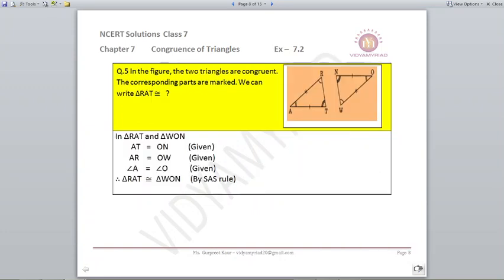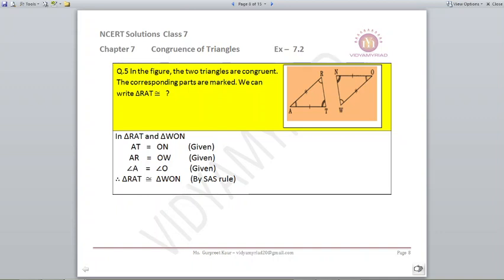Question number 5. In the figure, the two triangles are congruent. The corresponding parts are marked. We can write triangle RAT is congruent to... So let us see RAT. The congruent parts are already marked over here. If you see here, there are 3 angles marked and there are 2 sides given to us equal. So when there are 2 sides equal, we need to take the angle including those sides. So if you look, RA and AT are the sides given to you equal, so I can only take angle A in between them to make both triangles congruent.